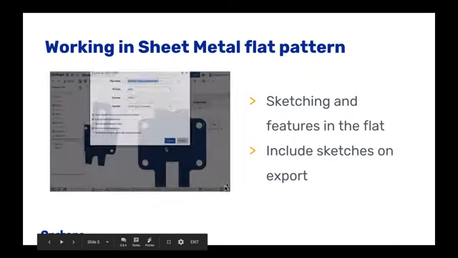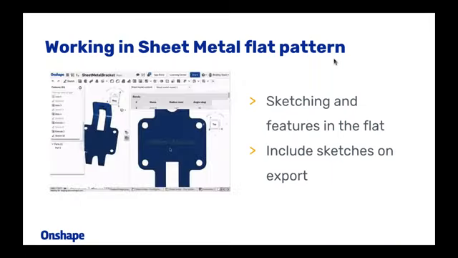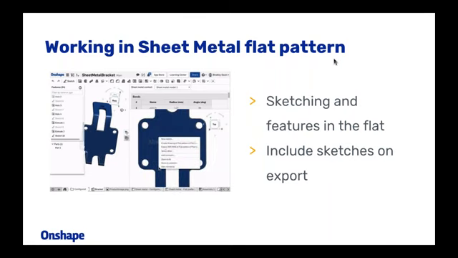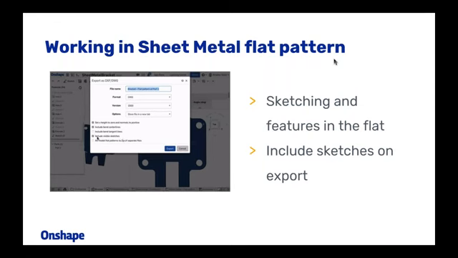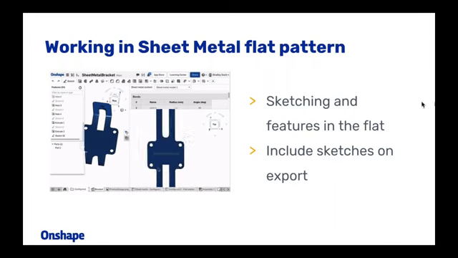I think the most popular one that came out was our ability to work in the sheet metal flat pattern. As everyone knows, with Onshape sheet metal, you can see both your bent and flat state side by side. Well, now you can actually work in that flat state. I think the biggest benefit of this is being able to cut across bends in certain ways that you might not have been able to working in that bent environment.